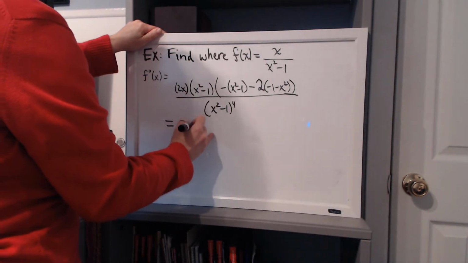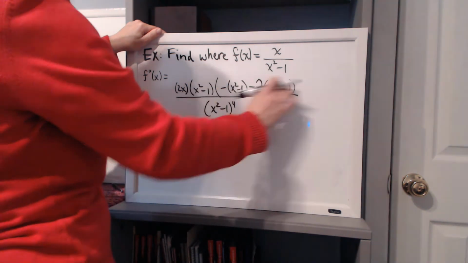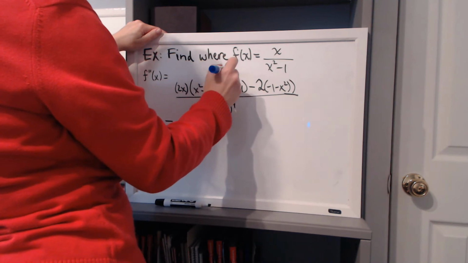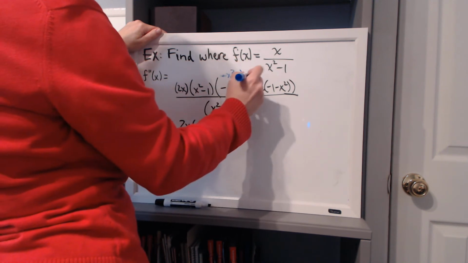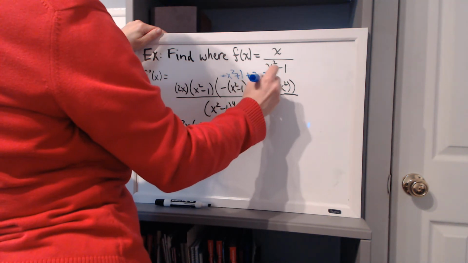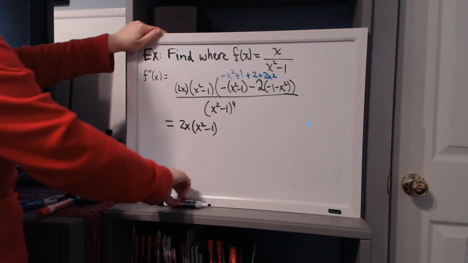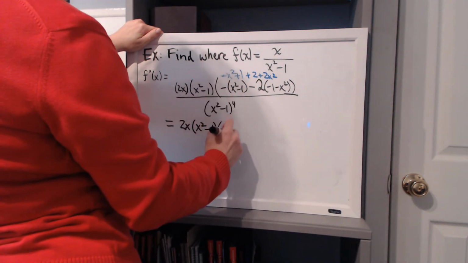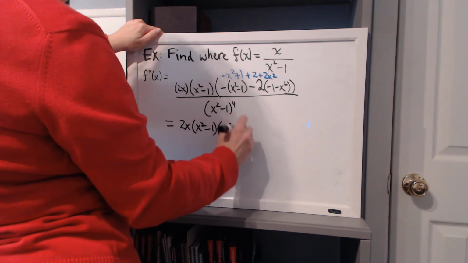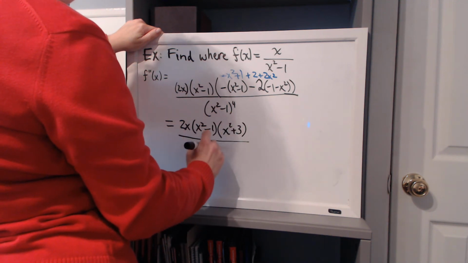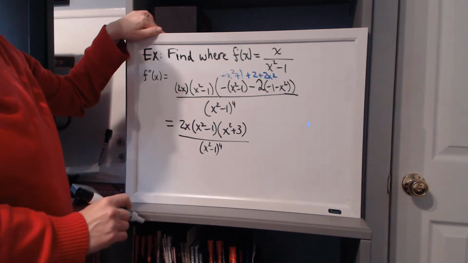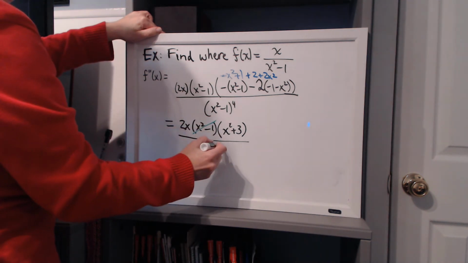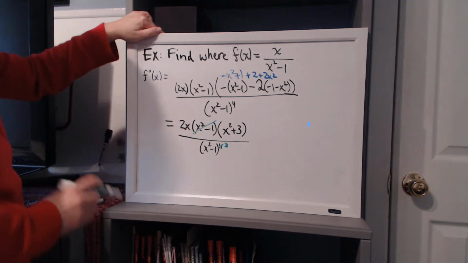So now we have 2x times x squared minus 1. I'm going to simplify inside these parentheses. And when we do that, we're going to have negative x squared plus 1, and then plus 2 plus 2x squared. And so overall, that's going to leave us with, in the numerator, x squared plus 3 as that last factor. And then we have x squared minus 1 quantity to the 4th in the denominator. And now we can cancel this x squared minus 1 to have a cube in the denominator.